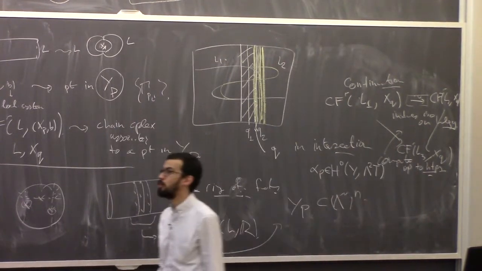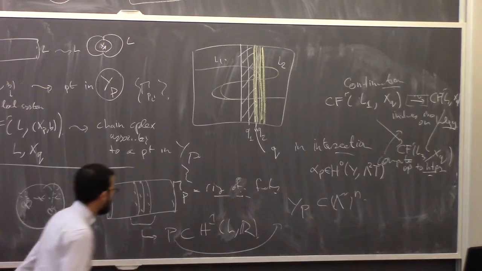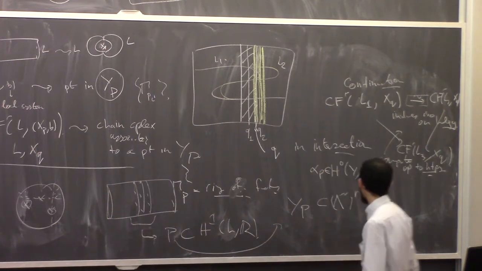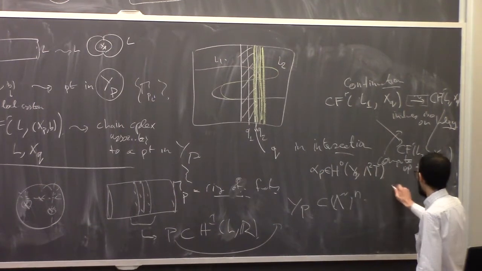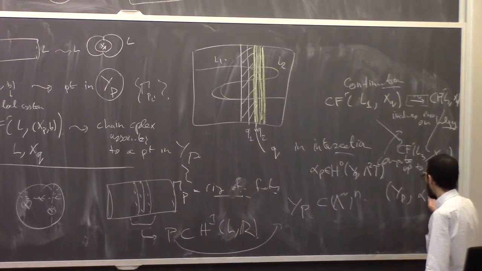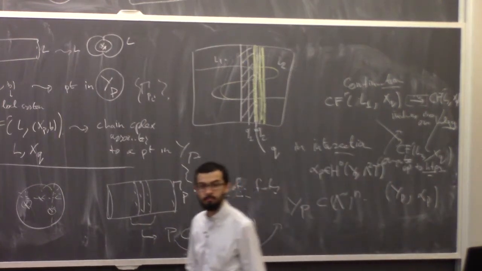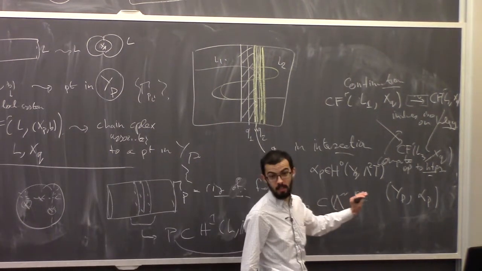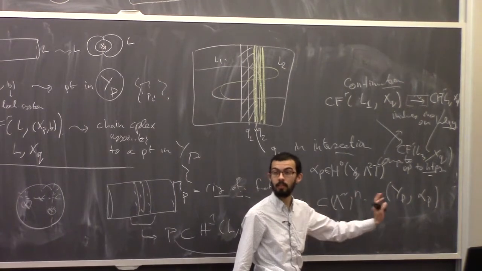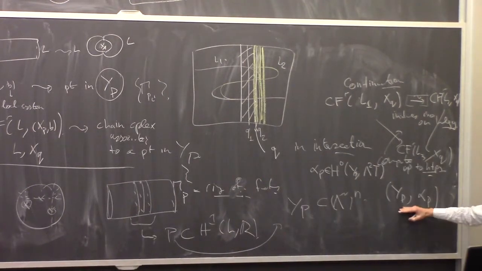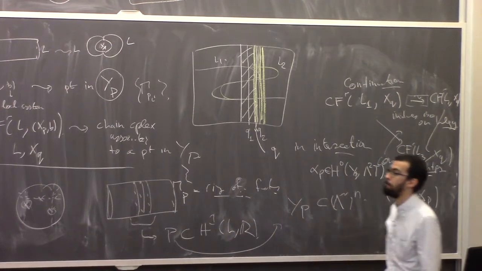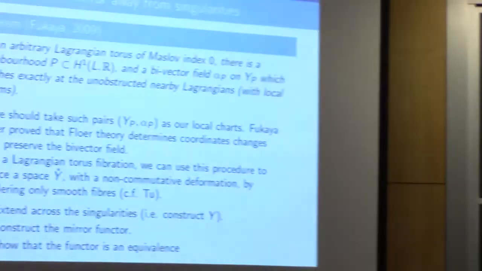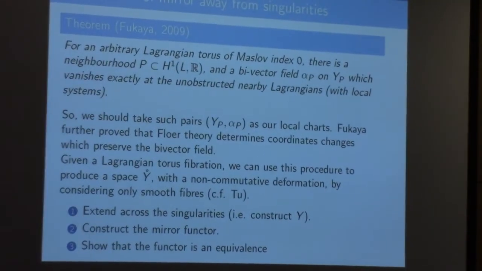So, how to interpret this geometrically? Geometrically, this means that the mirror space, or the local mirror space to Y, is Y_P non-commutatively deformed by alpha. That's what it means, although of course it doesn't prove it. It just tells you that the points of the space, the points that survive the non-commutative deformations, are the ones you would have expected if this was the answer. Okay. So this tells us that we should take such pieces as our local charts, and then we should glue them together.